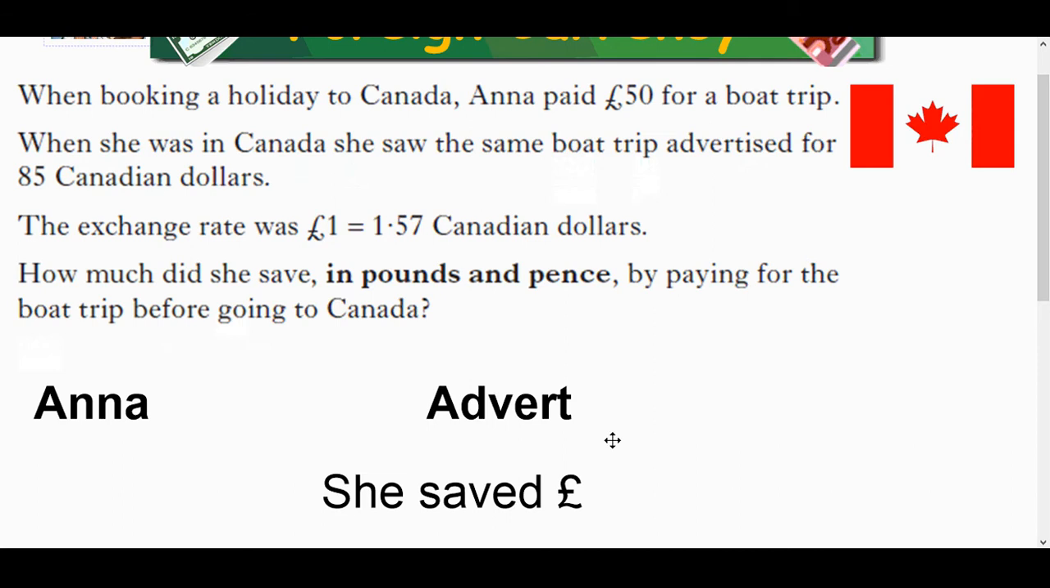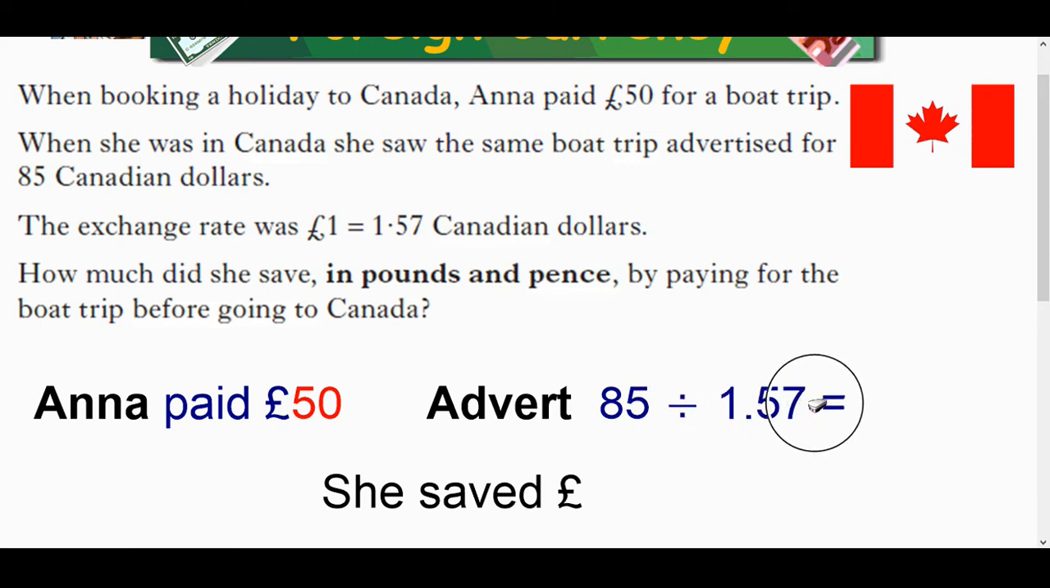So the way to do this is to break it up into parts that you know and work through it logically. So we'll take a wee bit at a time. We know that Anna paid £50. So let's write that down. When she was in Canada, she saw it advertised for 85 Canadian dollars. Now, I can't really compare that to £50 unless I can change that into pounds, which I can because there's an exchange rate. So the advertisement was 85 divided by 1.57, so that came to £54.14.